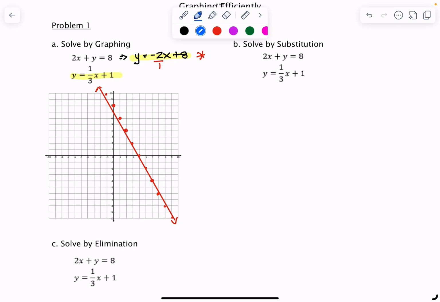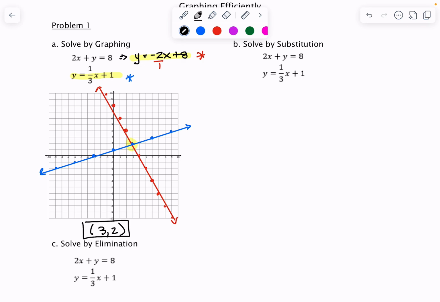And then I'm going to graph the second one in blue. So I'm going to start off at 1, and I'm going to go up 1 over 3. And boom, I can see my point of intersection is right there once I connect my dots. And I found my point of intersection right here that I've highlighted, and that's at the coordinate pair 3, 2. So I found my solution using graphing method, and that wasn't too bad. I just had to rearrange the y, get y alone for y equals mx plus b.